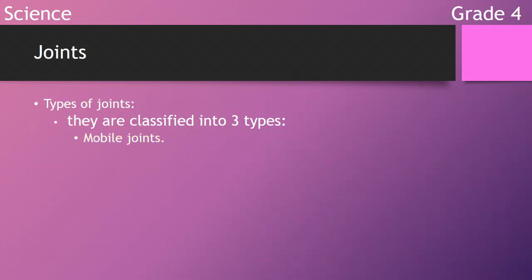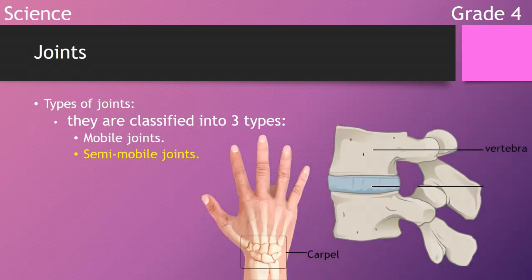The second one is semi-mobile joints. What does it mean? Semi-mobile means that something is moving slightly. Semi-mobile joints in our body are like the joints of our vertebral column and the joints of carpal. Carpal is this part of our hand shown here.